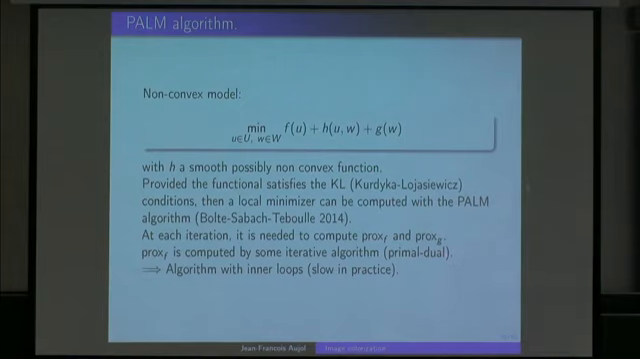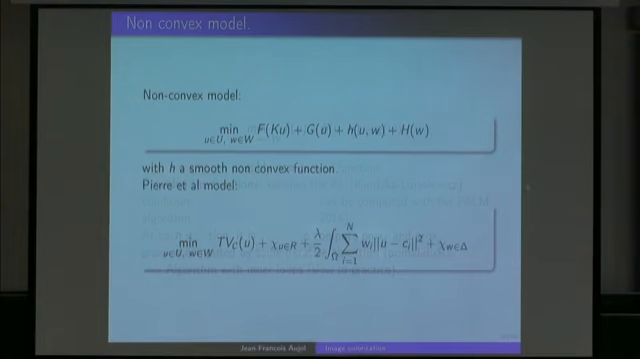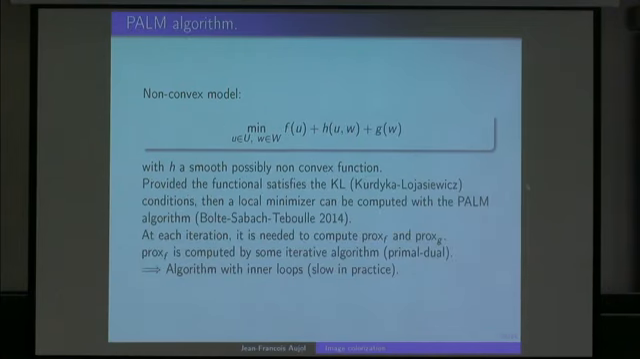The problem in our case is that the function small f is this function capital F composed with the operator capital K. So the proximal operator, in this case for the total variation, we have to compute with an iterative algorithm. It leads us to use an algorithm with inner loops, which in practice is quite slow. So if you want a guarantee of convergence, you should use this algorithm.